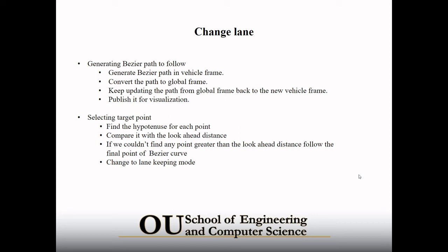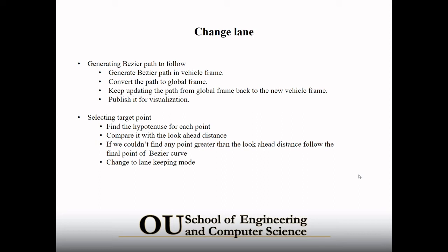So we need to generate it at first in the vehicle frame, then convert it to global and store that value. Then, because the car keeps moving and the vehicle frame keeps changing, at each time we update the path from the global frame to the new vehicle frame and publish it for visualization. Okay, so now we have a fixed Bezier curve we need to follow. The problem is now, how do we follow it?